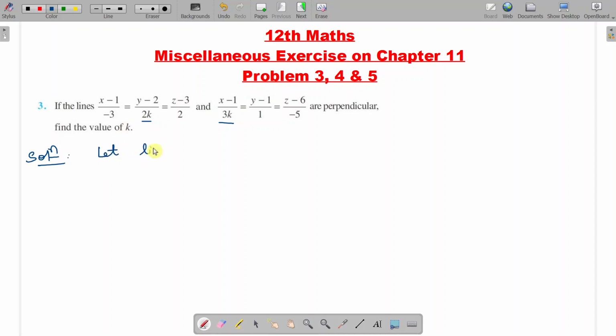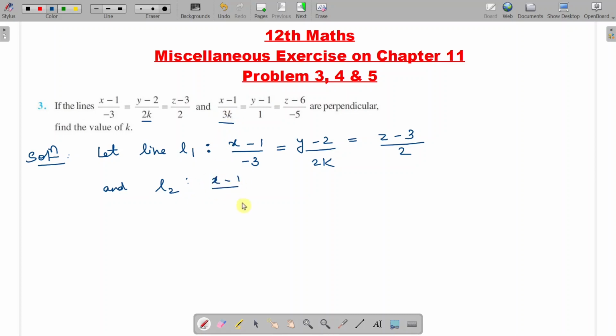So let line L1 be this first line, (x minus 1)/(minus 3) = (y minus 2)/(2k) = (z minus 3)/2, and L2 be the second line, that is (x minus 1)/(3k) = (y minus 1)/1 = (z minus 6)/(minus 5). Okay, so now we will write the direction ratios of line 1 and line 2.